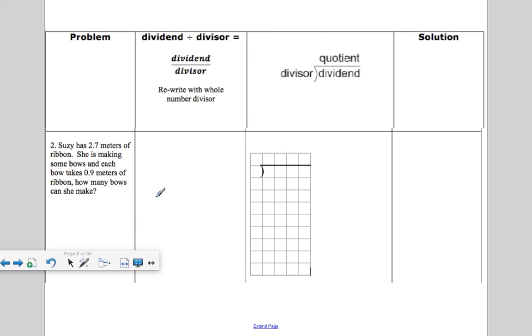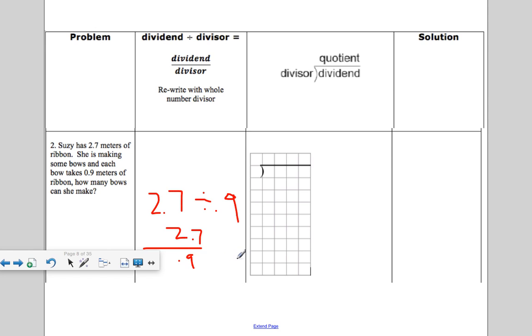Susie has a 2 7/10 meter ribbon. She is making some bows, and each bow takes 9/10 meters of ribbon. How many bows can she make? So she wants to break what she has into groups of 9/10. Sorry, she wants to break it into tenths, into groups of 9/10. So if I write this in fraction form, 2 7/10 divided by 9/10.